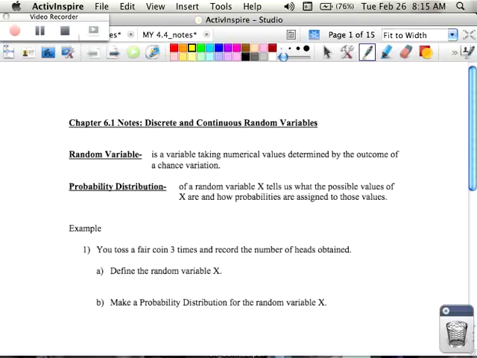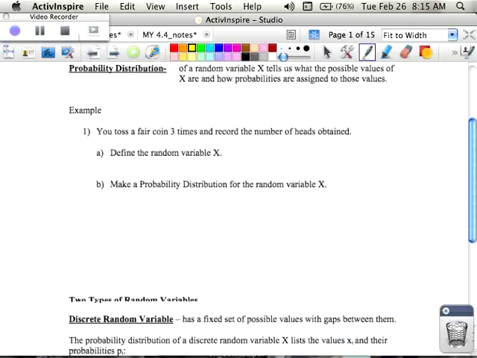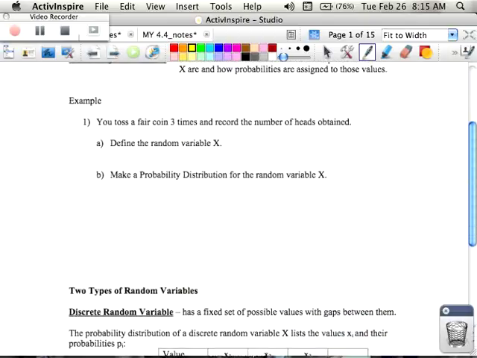So for example, let's say you're tossing a coin 3 times, and you look at the number of heads that could be obtained. So if I'm doing this experiment, there are a bunch of different possibilities for my outcomes. I could get a tail and a tail in a row. I could get a tail, a heads, and a tail. I could get a tail and a head. So those are 3 of the things that could happen.